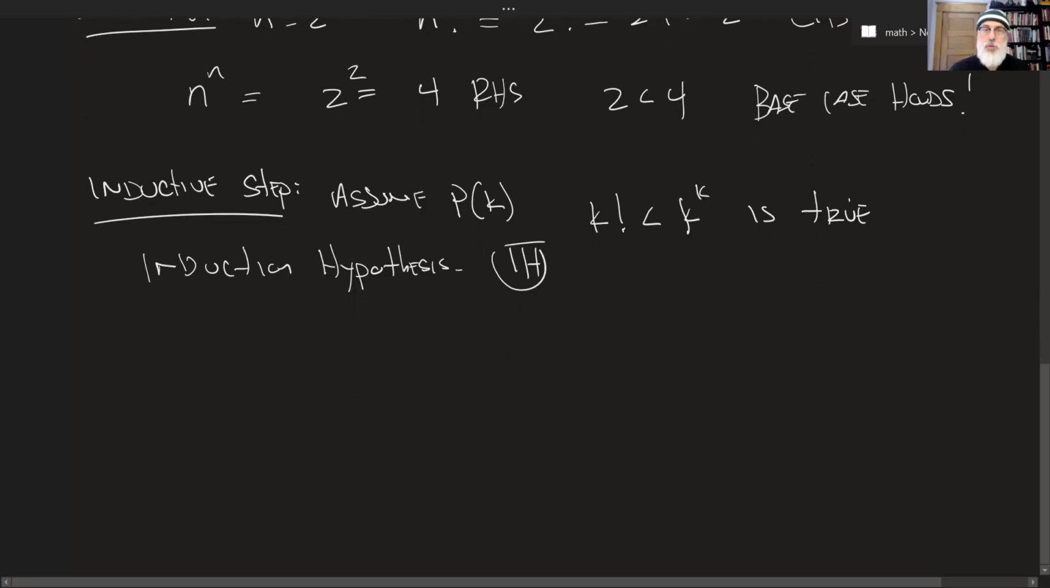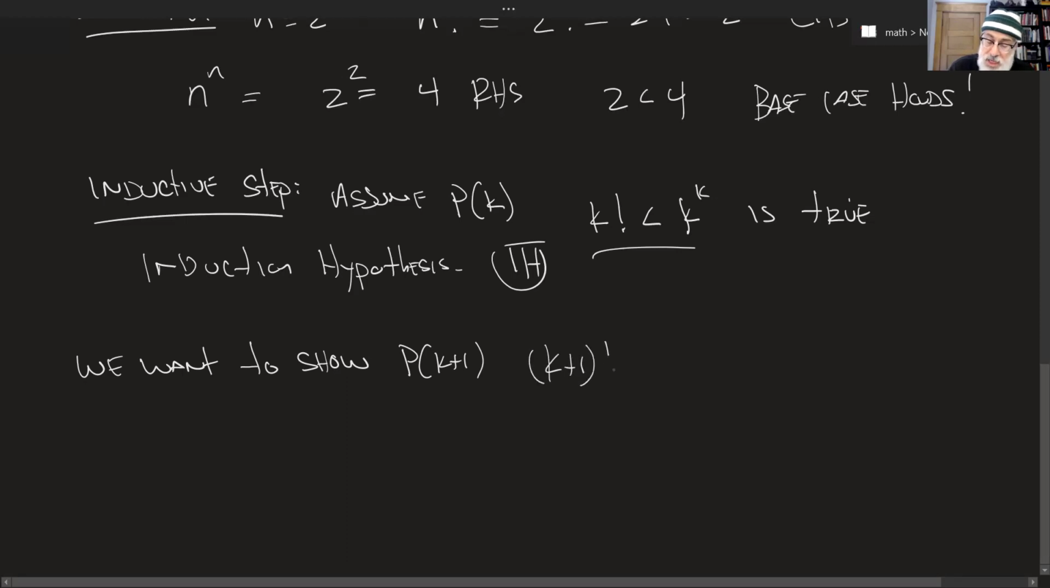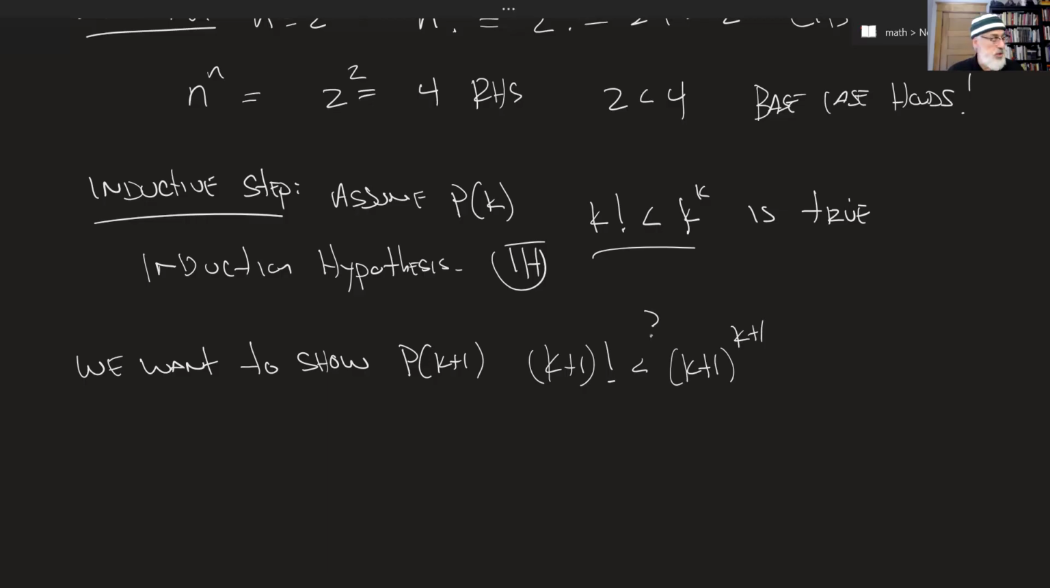Now let's write down what we want to show. This is good practice. In other words, the P(k+1) case. And we're going to replace k factorial is less than k raised to k with k plus 1. So what we want to show is k plus 1 factorial is less than k plus 1 raised to k plus 1. And we'll put a question mark over that inequality because that's what we want to show. We're not assuming that's true. We're showing that's true.